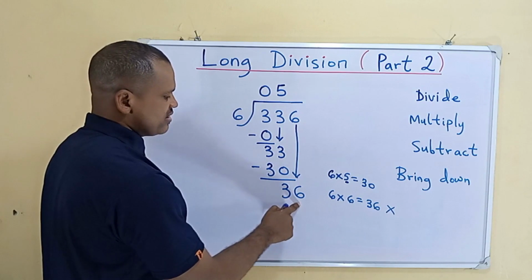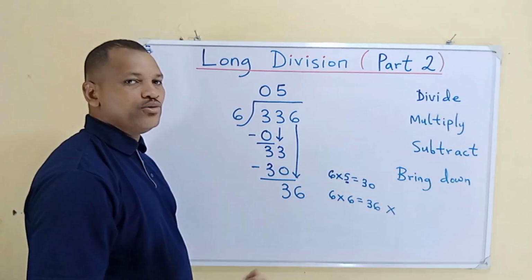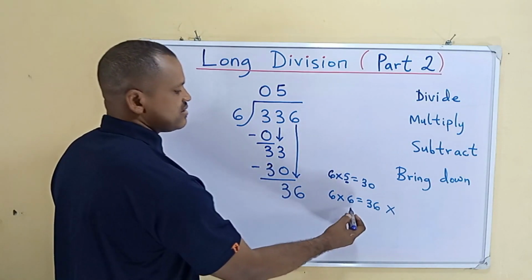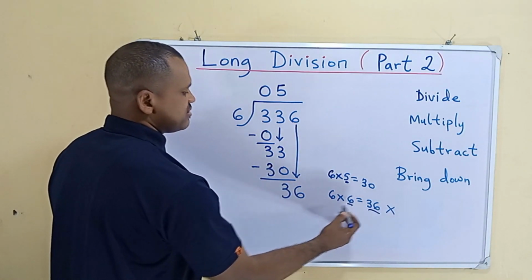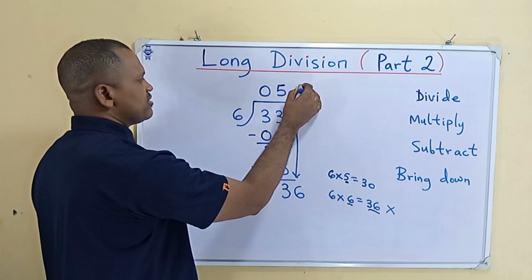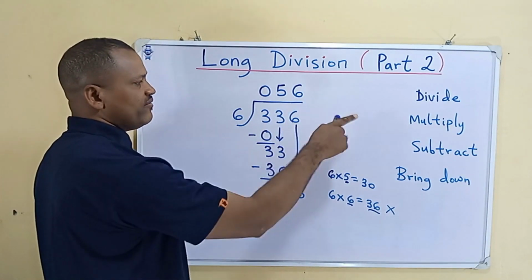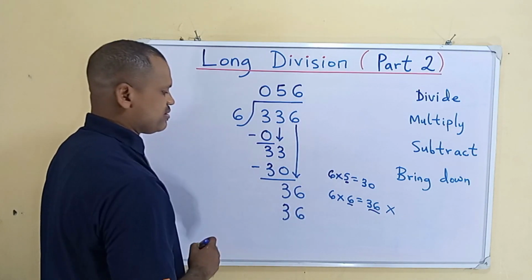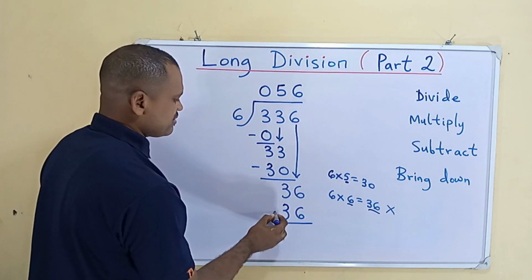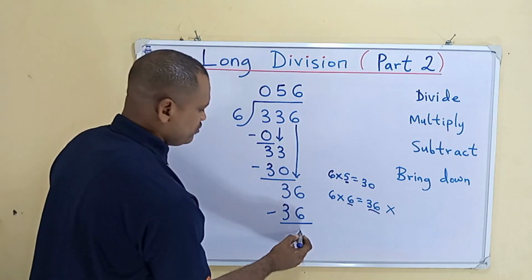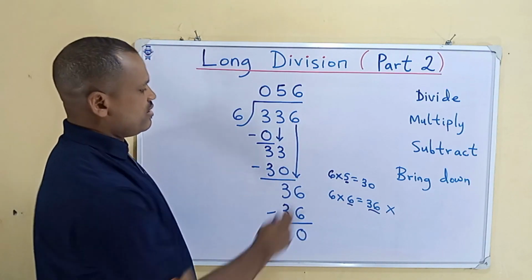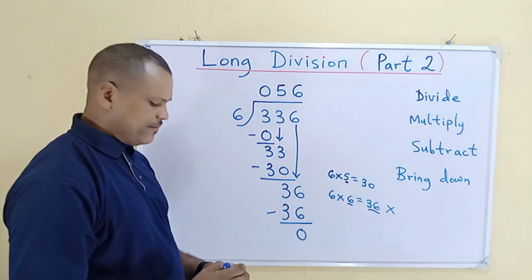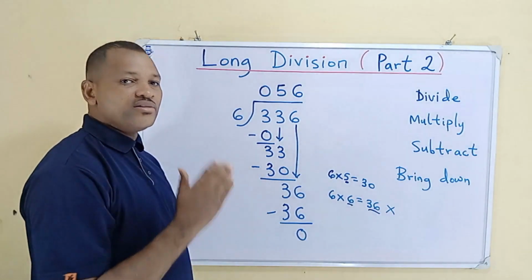6 into 36. How many 6 can you pull out of 36? The answer is 6 exactly. 36. 6 times. So write your 6. They are divided. 6 times 6 is 36. You subtract. If you subtract, you get 0. And that is the end. No number to bring down. So you have come to the end of this long division.